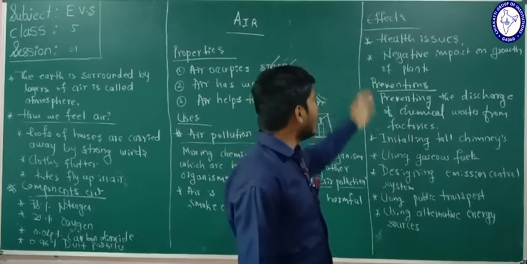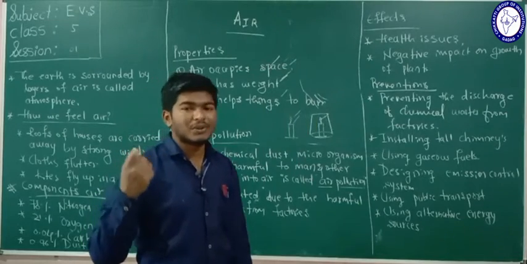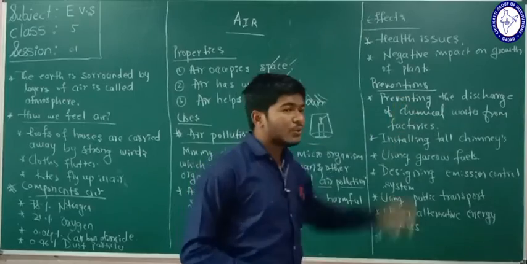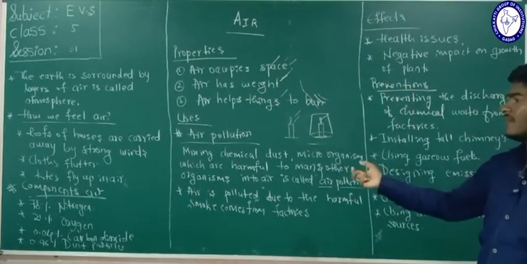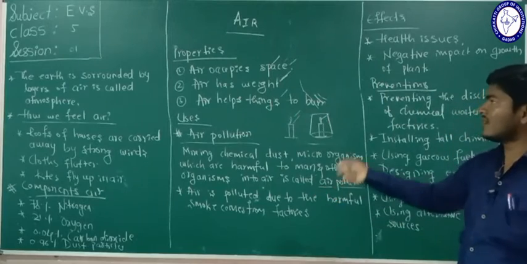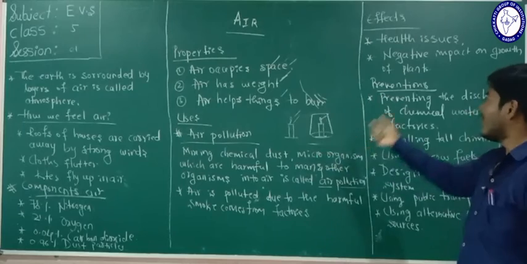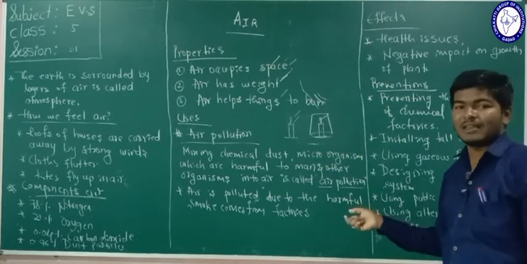So these are the main important prevention steps we use to control air pollution. This is all about air: what the components of air are, what the uses of air are, what the properties of air are, what air pollution is, how we prevent air pollution, and what the effects of air pollution are.